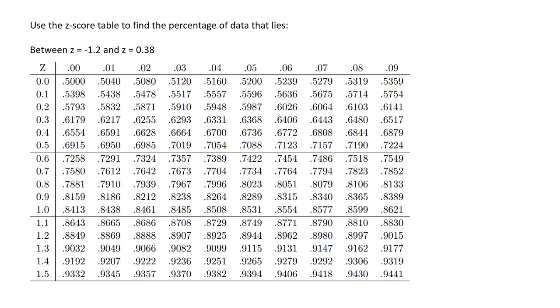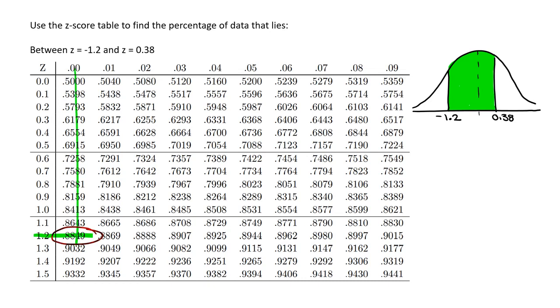Finally, what if we want to find the percentage of data between a negative and a positive z-score? So I want to find the percentage of data between z equals negative 1.2, so that's below the mean, and z equals positive 0.38, that's above the mean. So I've drawn my picture. I'm going to look both of those numbers up on my table. 1.2, that's 1.20, corresponds with the 0.8849. That's what I get in my table.